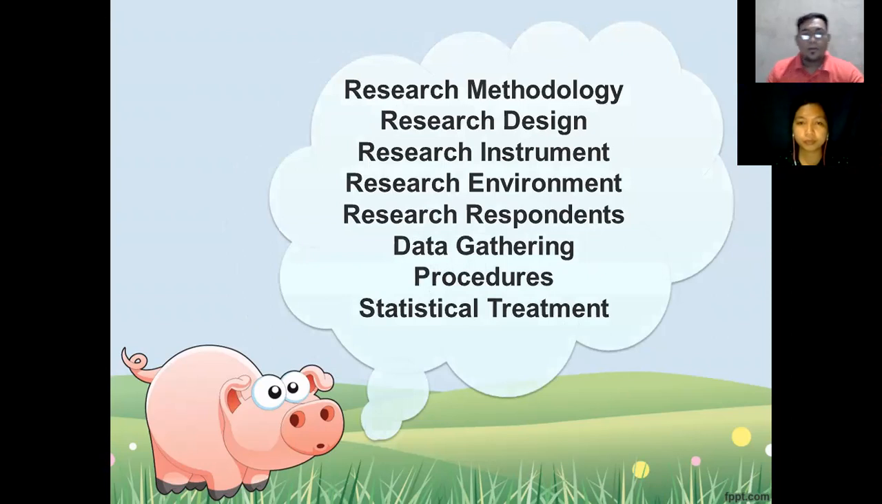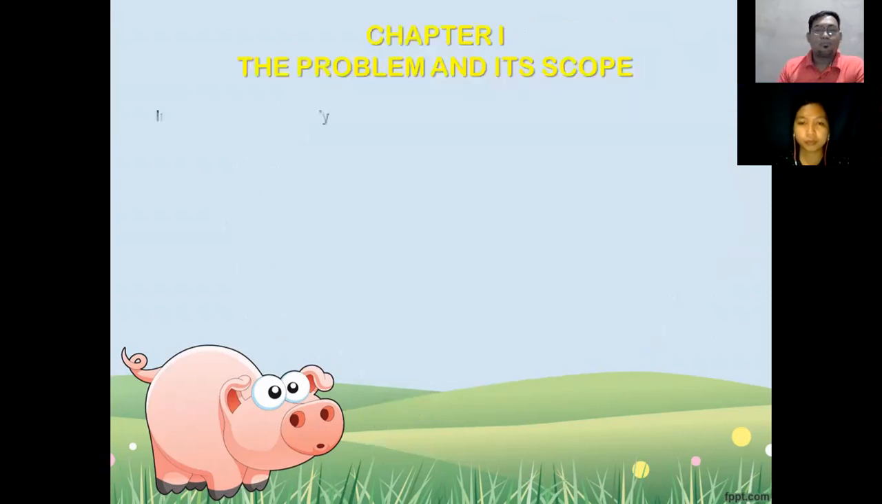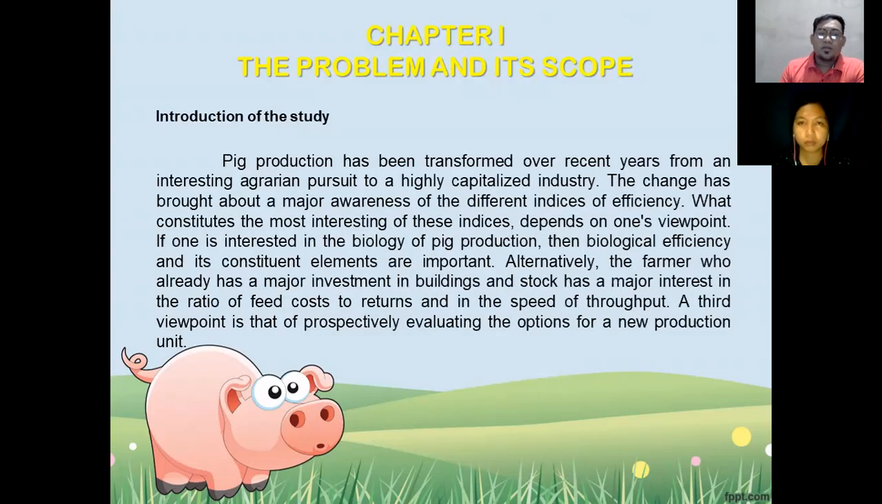So, chapter one, the problem and its scope. Introduction of the study. Pig production has been transformed over recent years from an interesting agrarian pursuit to a highly capitalized industry. The change has brought about a major awareness of the different indices of efficiency. What constitutes the most interesting of these indices depends on one's viewpoint.